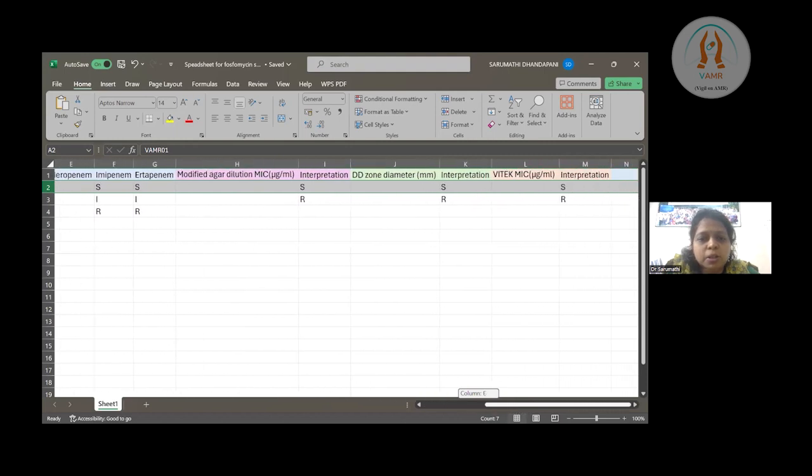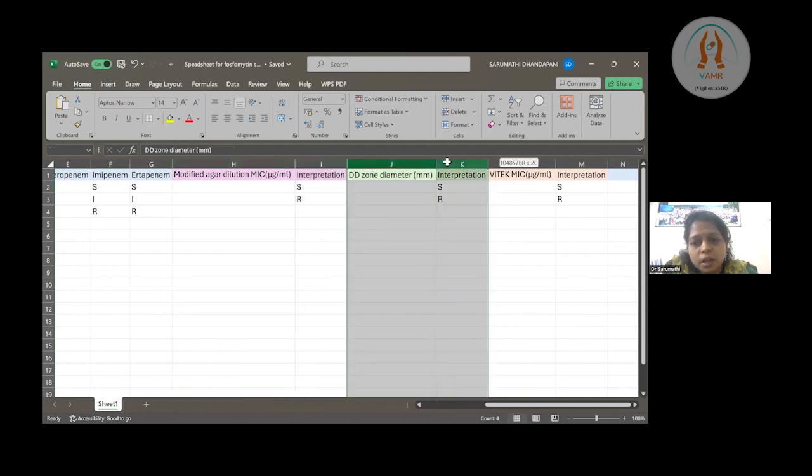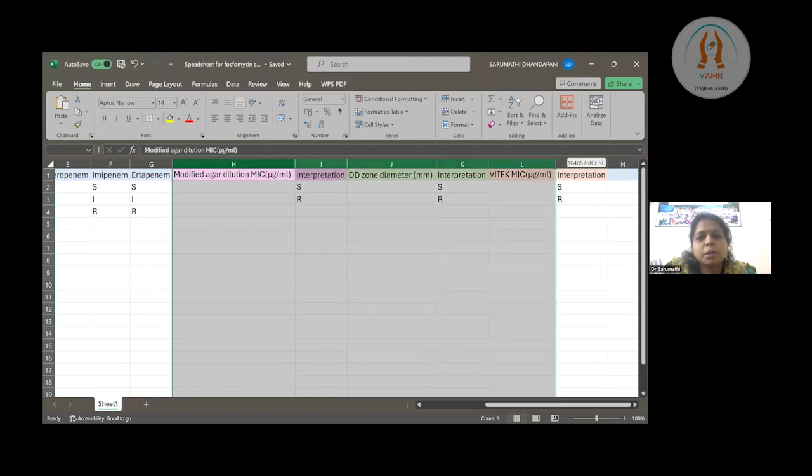And then coming to the testing methodologies, there are 3 methods. The first, the pink colored one, is the modified agar dilution MIC with its interpretation. The green colored one is disk diffusion. Zone diameter is very important. You can use a vernier caliper to measure the zone diameter in millimeters, so you get the exact zone diameter, and you have to write that here along with the interpretation. And for VITEK, like how I have shown the VITEK page, you can get the MIC from that, and the VITEK interpretation can be written in this. So these are our 3 testing methodologies.